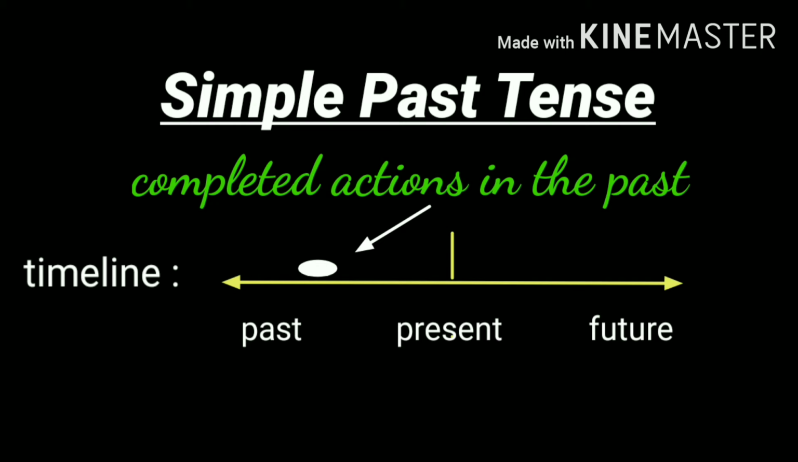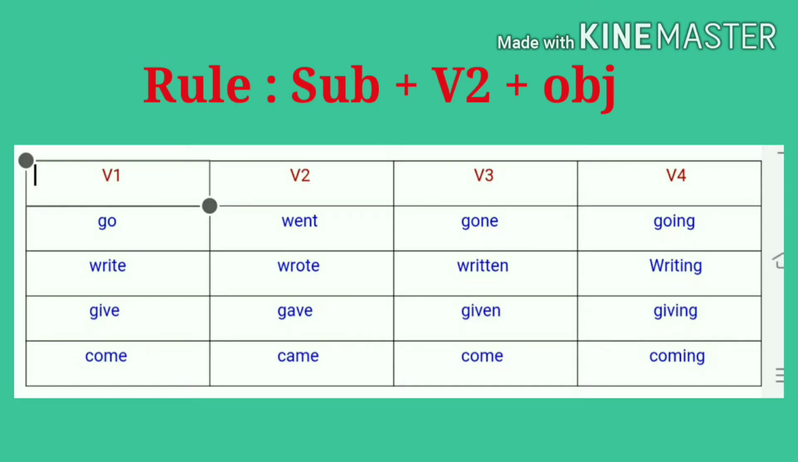You can observe a dot is given in the past timeline. Imagine that is an action happened in the past time. That action, for example, they played cricket yesterday or he went to school. These are the examples of completed actions in the past. So simple past tense is used to indicate completed actions in the past.